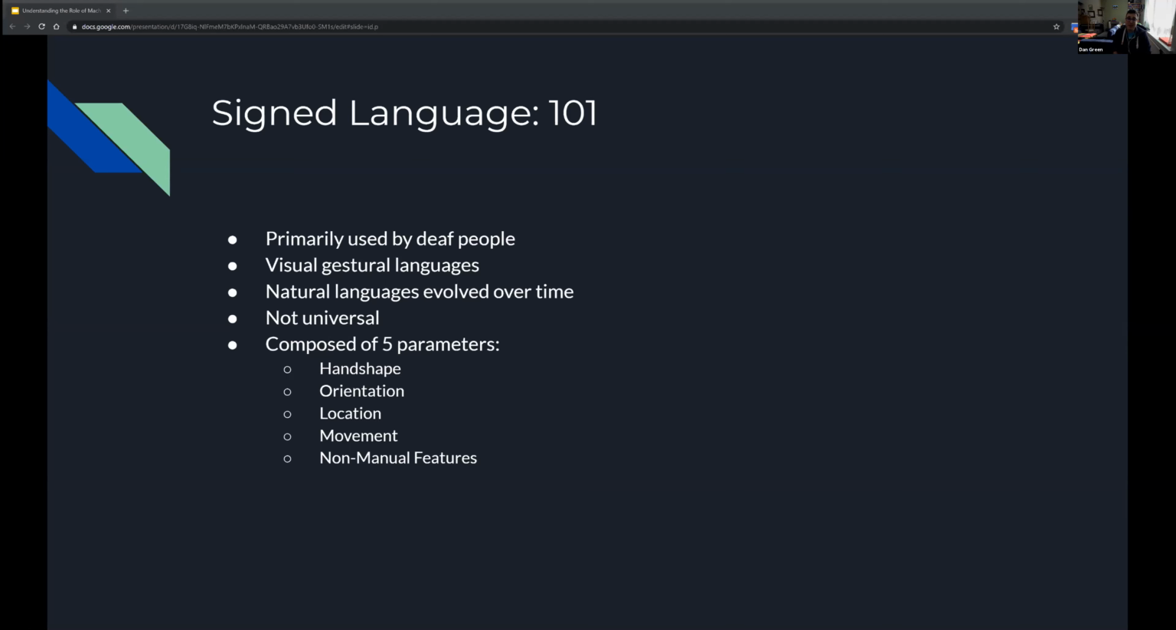Really, really important to highlight that sign languages are natural languages. They evolved over time in the same way that spoken languages do. There are a few examples out there of constructed systems that are based on sign language or visual gestural systems, but that's not what we're talking about today. So if you've ever come across something like Makaton, that is something that someone sat down and invented and came up with the ideas for.